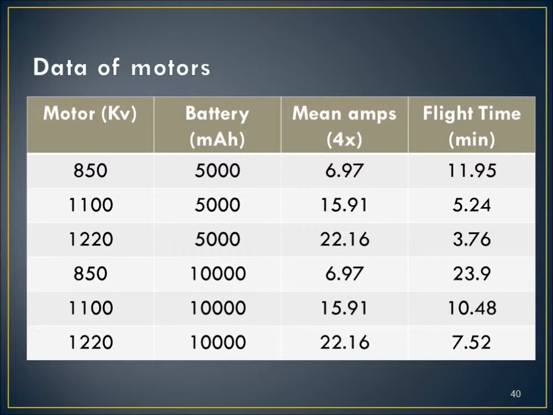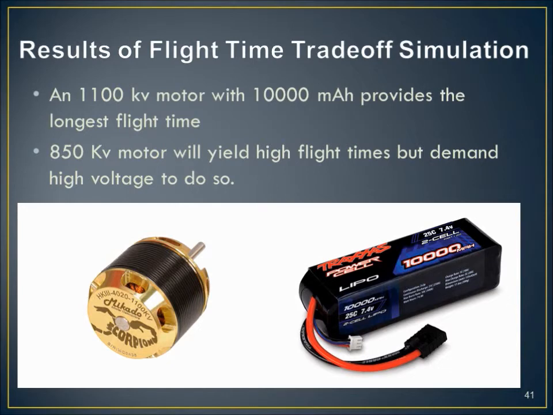As you can see, 4 of the different alternative combinations meet the required flight times, and based on our results, the 1100 kV motor with a 10,000 milliamp battery provides the longest flight time. Even though the 850 kV motor actually yields more flight time, it demands a higher voltage to do so. So the 1100 is our best bet for motor combination.